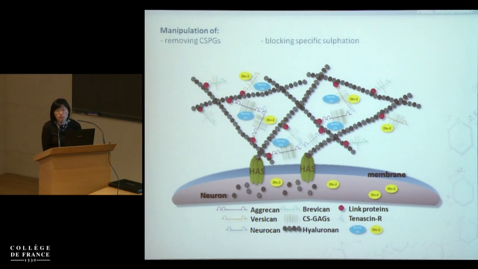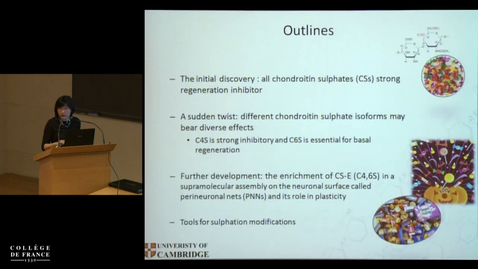In order to manipulate plasticity, one way is to remove the CSPGs, for example using chondroitinase. The other way is to specifically block some of the sulfation, as the evidence I showed earlier suggests that different sulfation may have different roles. If we can find a way of blocking specific sulfation, that may be another way of modulating plasticity. So what I'm going to tell you now are the tools that we have developed for modifying different sulfation.